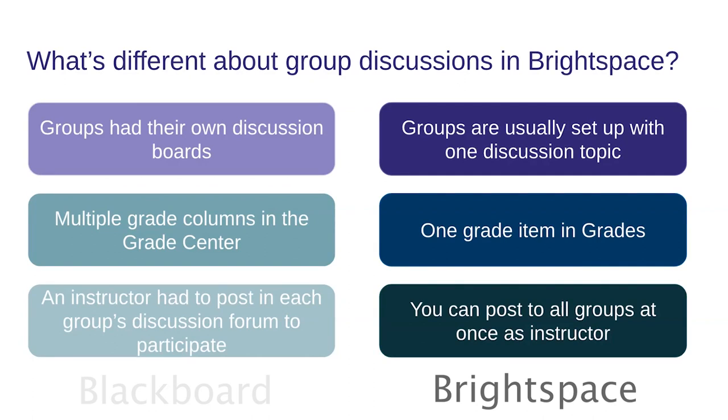That's some of the things that Ashley showed already. A topic is one discussion, but it's accessed from several groups. And so you only have to go to one place. You only have one grade item in grades, which makes it very convenient to grade. And finally, you can post to any group you want as an instructor, and you can post to all groups at once. So that's just the structural difference between these two.